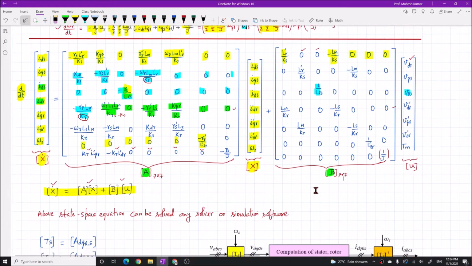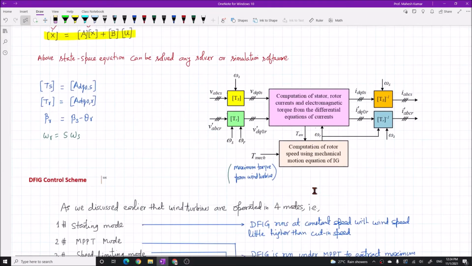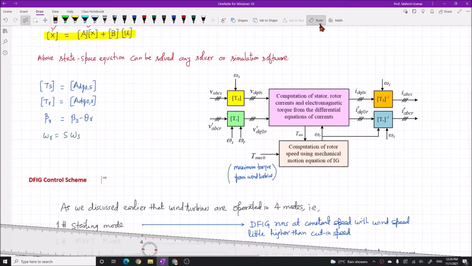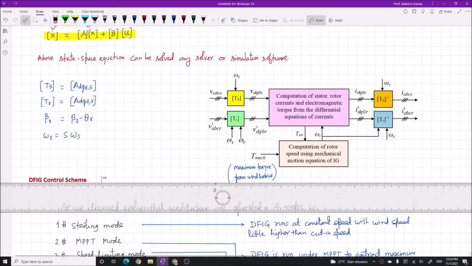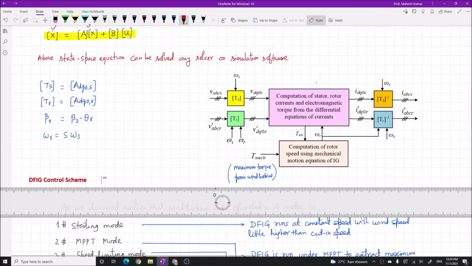The whole scheme looks like this, as you can see from this diagram. Okay, what do you see here? You see that there is a VAVCS voltage on the stator side, then there is a VAVCR voltage on the rotor side.